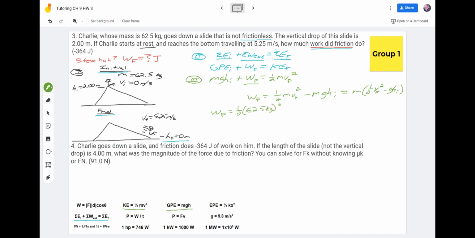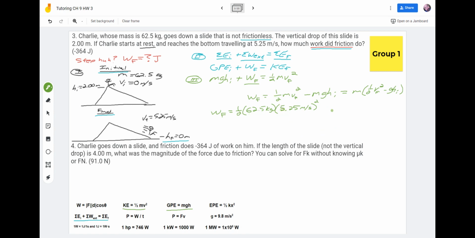Times v final squared. Okay, v final is 5.25 meters per second. That gets squared. I realize that looks halfway between a 5 and a 3, maybe. Let me write that just a little bit nicer. Is that nicer? It'll have to do.